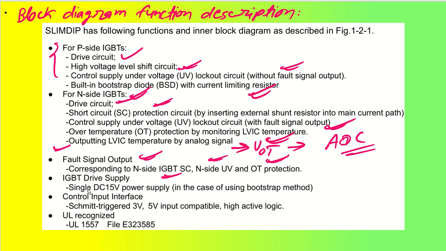We have the IGBT drive supply, which will supply a single 15-volt power supply in case of using the bootstrap method. So basically the high side voltage supply and the low side gate driver voltage supply will be there with 15 volt. We have a control input interface, schmitt triggered, with 3 volt and 5 volt input compatibility and high active logic, right? So basically we have the control signal with 3.3 volt logic as well as 5 volt logic both. And the best thing is that this particular IC is UL recognized with UL 1557.